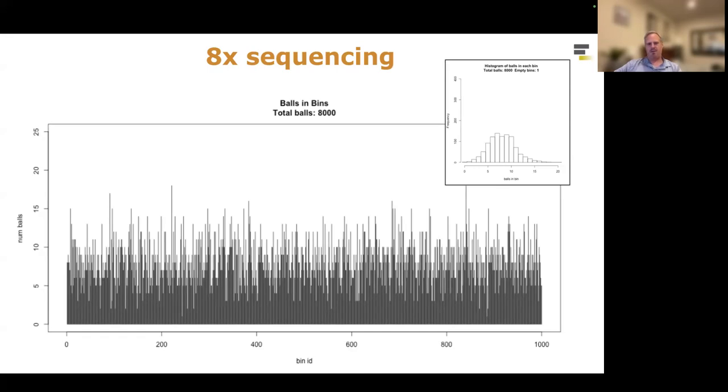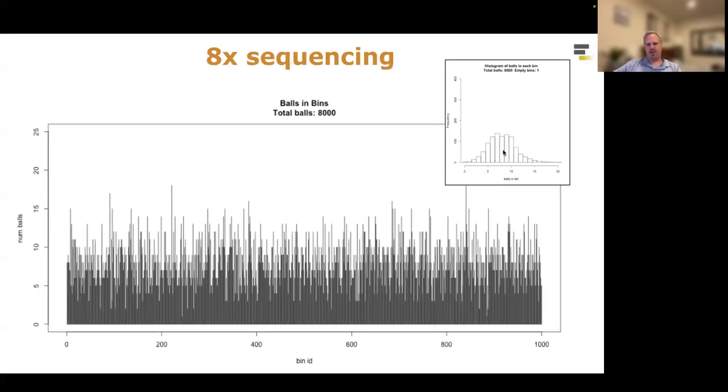Typically, you would want maybe 15x coverage of each haplotype. In the case of the human genome, a diploid species, that means in reality you want about 30x coverage so that you have good representation of both haplotypes in order to resolve the genome and resolve those heterozygous variations that will be present there.